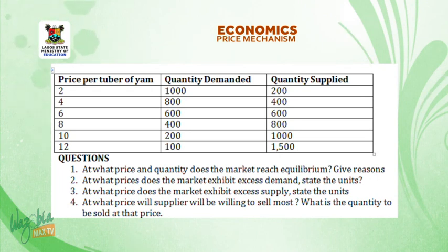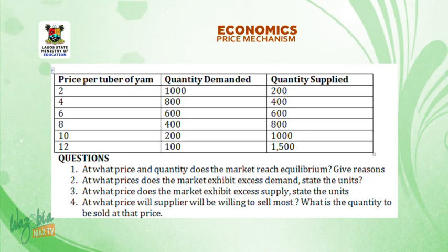Quantity demanded are 1,800, 600, 400, 200, 100. Quantity supplied are 200, 400, 600, 800, 1,000, 1,500. Questions now.